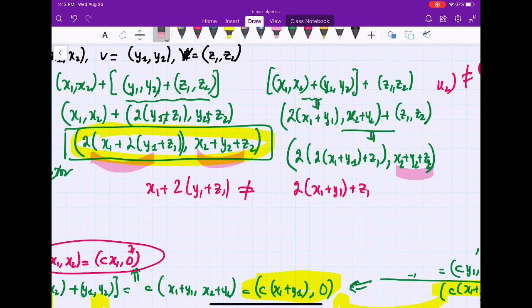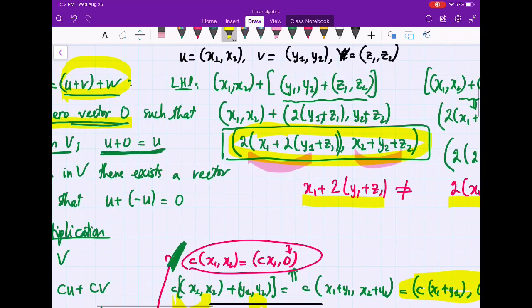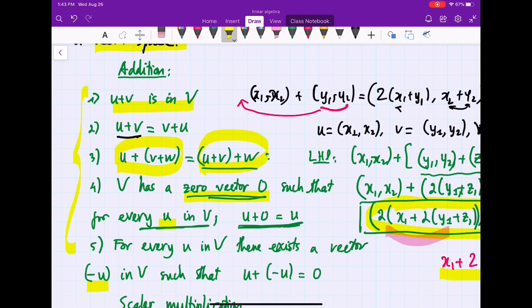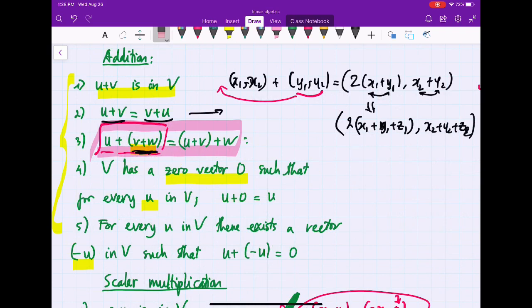It's obvious that these two numbers are different. Does that make sense? So unfortunately, the third property is not satisfied. Okay, so we'll see. Actually, the fourth property is not satisfied either. Unfortunately, we don't have a zero vector such that for every u in R2, u plus 0 equals u. Why? Look at this.